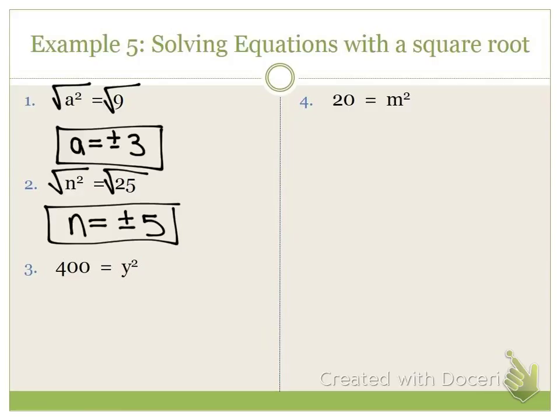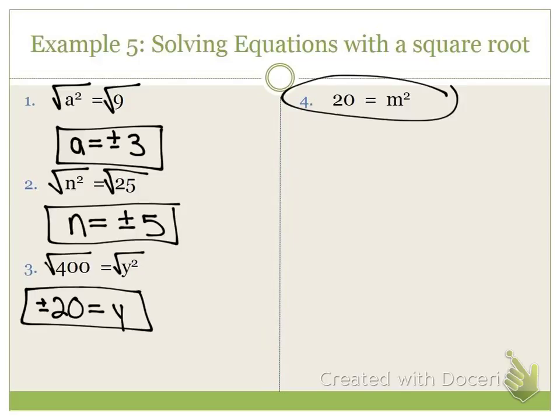Now in number 3, they're switched. The y is on the other side now. Does that matter? No. I still have to do the same process, same thing. I take the square root from both sides, and y equals positive and negative 20.